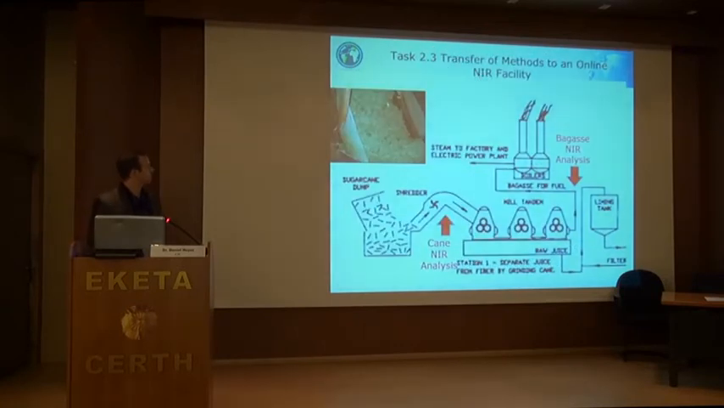The next task involved transferring these NIR methods to an online facility at a sugar mill in Brazil. This is a basic representation of a sugar mill. You put your sugar cane in here, it's shredded. You can have an NIR system analysing the shredded cane before it goes into the mill. You then go through a series of mill rollers that extract the sucrose from the cane, and what you're left with is the sugarcane bagasse.